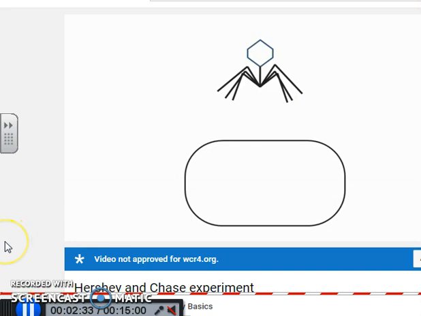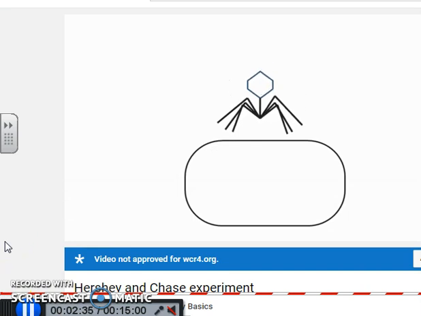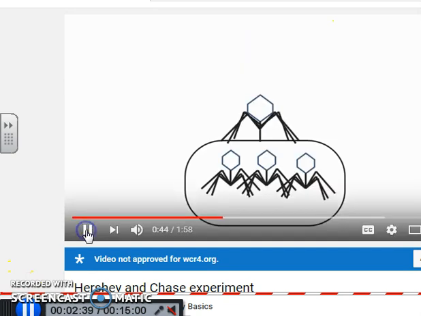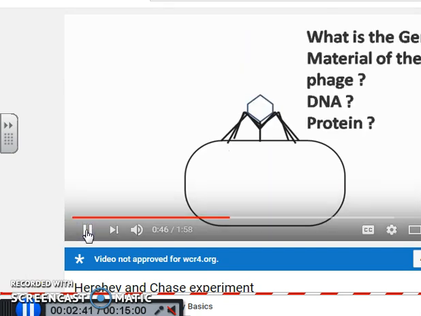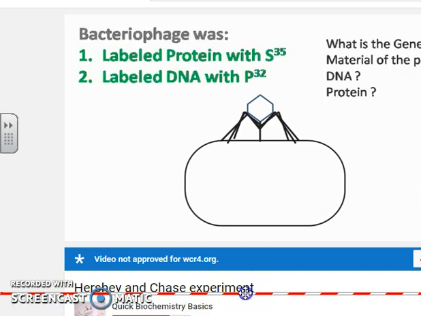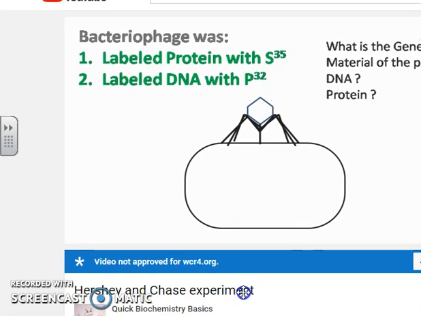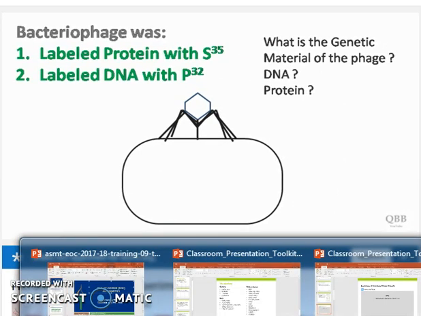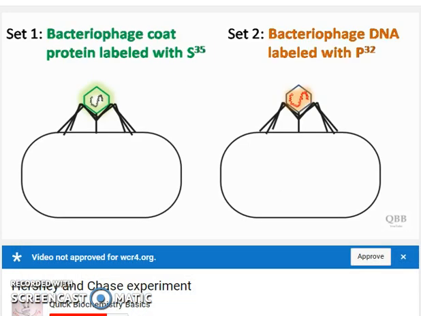It was already known that when bacteriophage infects bacteria, the bacteriophage replicates in the bacteria. So the question that they asked was, what is the genetic material of the phage? Is it the DNA or the protein? To answer this question, they designed an experiment in which the coat protein of the phage was labeled with S35 and the DNA was labeled with P32.